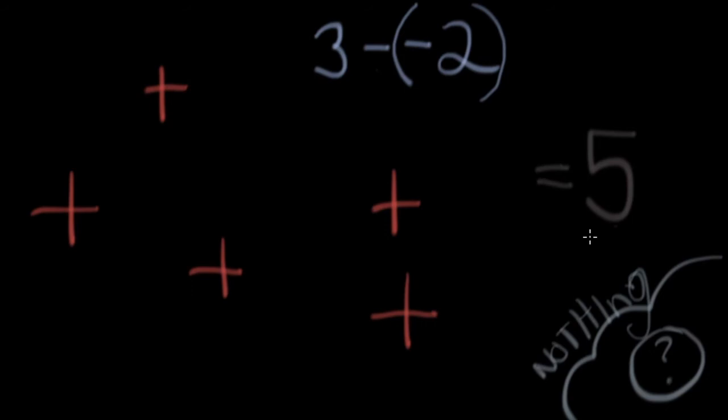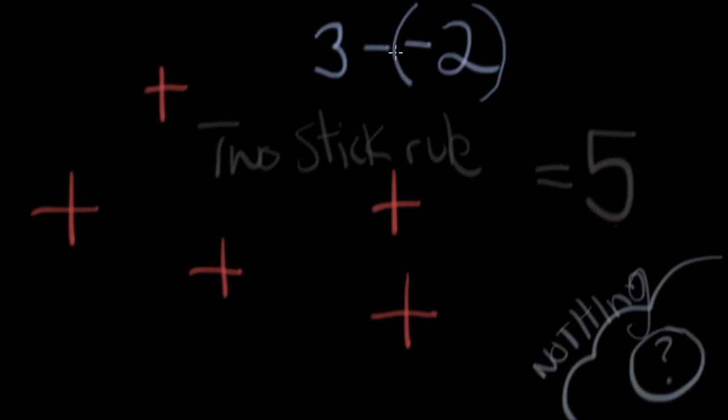Now I'm going to give you the kid version. I always call it the 2 stick rule, for obvious reasons. If you see 2 negative signs beside each other, and this is how teachers will teach it without explaining why, 2 negatives beside each other just become a giant positive. Imagine those 2 sticks go together and make a big positive sign.